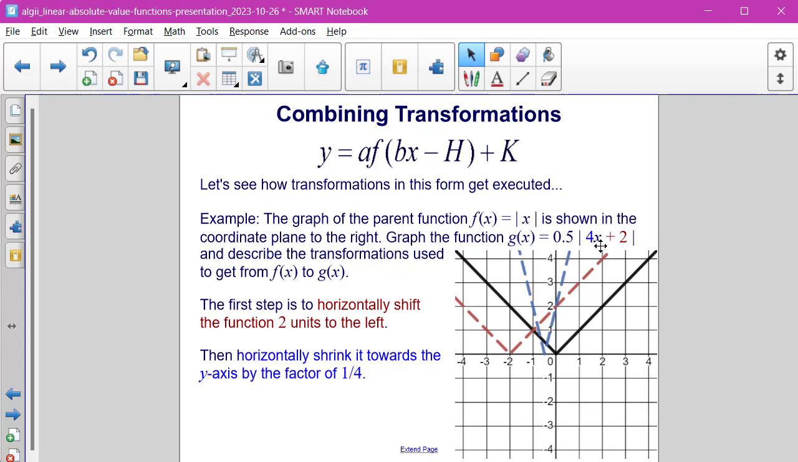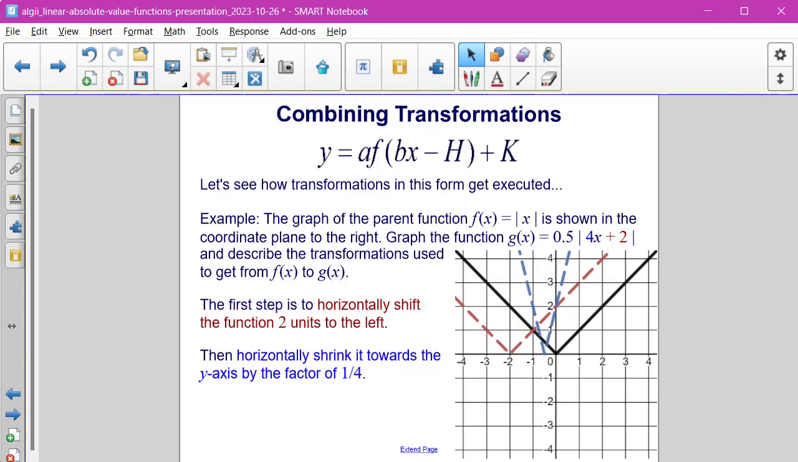Next, we're going to look at our b value, again inside the absolute value section of the function, which is 4, and we're going to horizontally shrink the red absolute value function that we had after we horizontally shifted it, towards the y-axis by the factor of 1/4. Again, remember the key here with b is it's not equal to b for the horizontal stretch or shrink, it's 1 over b.